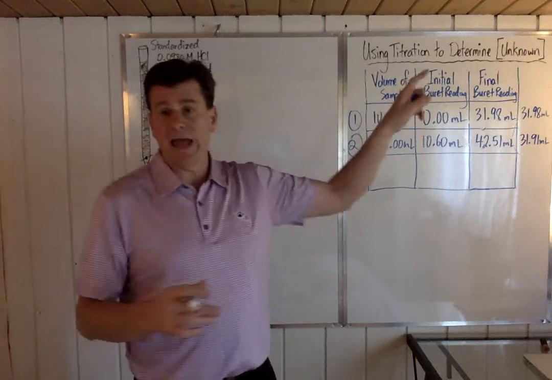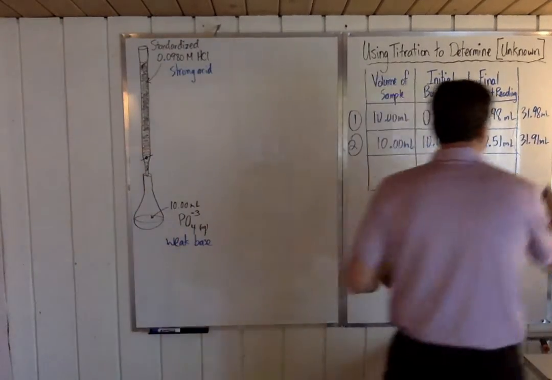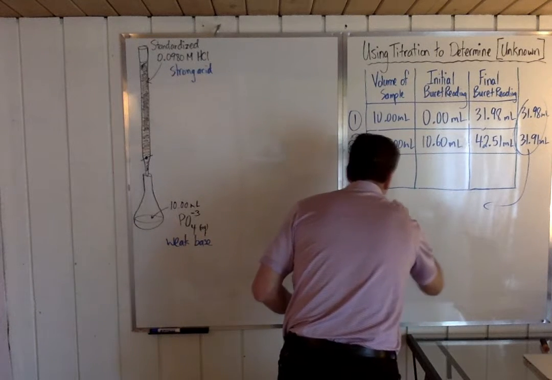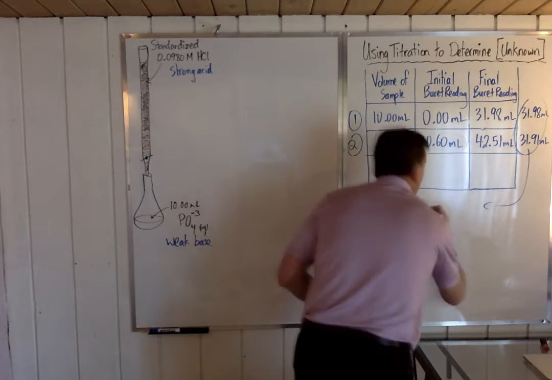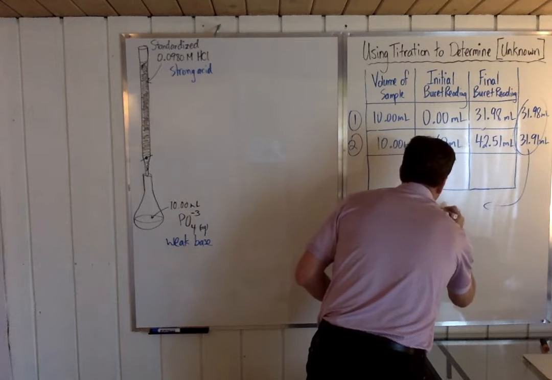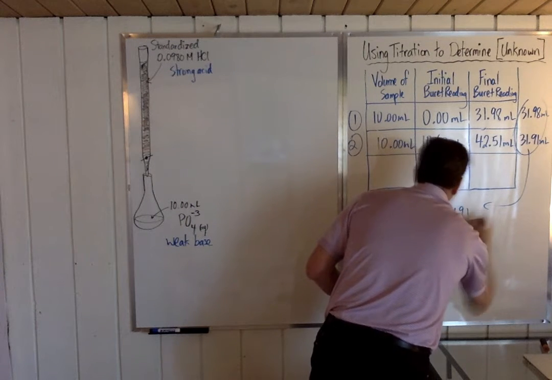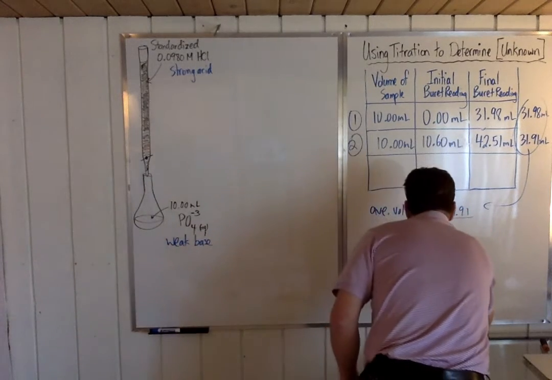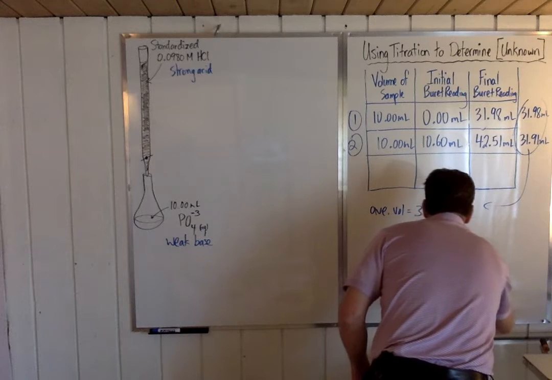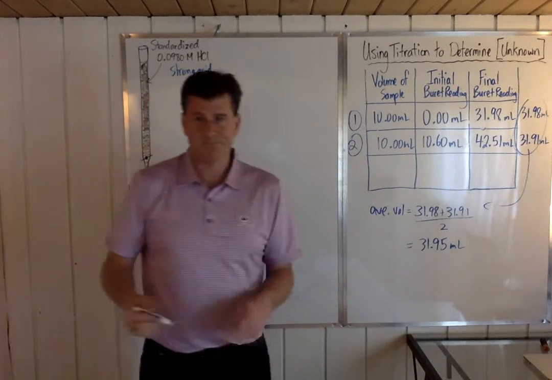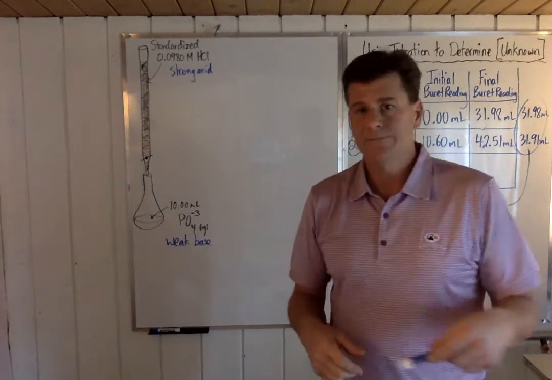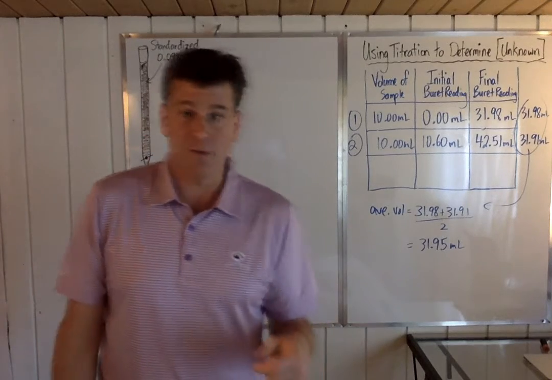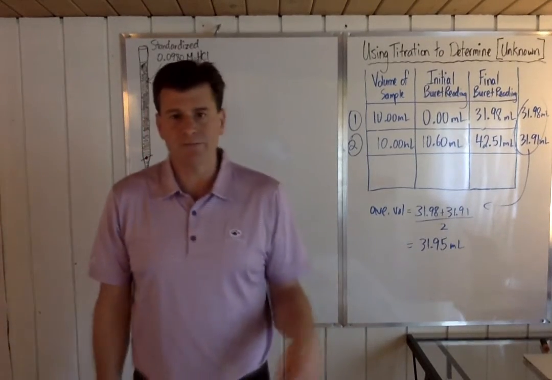So now I'm going to average those two to get my actual volume. So I'm going to take the average volume equals 31.98 plus 31.91 divided by 2, which is 31.95 mL. Okay, now I rounded that up because the actual average is 31.945, but I rounded up to 31.95.